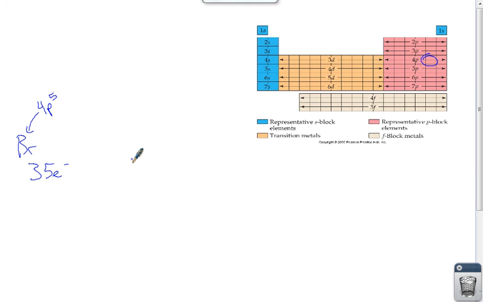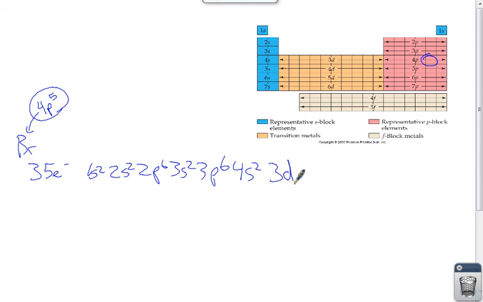4 energy levels down, or 4 energy levels worth of electrons. The last one is in the p sublevel, and there are 5 in those p sublevels. So this is your ending. It always starts with the same beginning, 1s2, and then 2s2, and then 2p6, 3s2, 3p6, 4s2. The d's are off by 1, so this is a 3d10, 4p5.